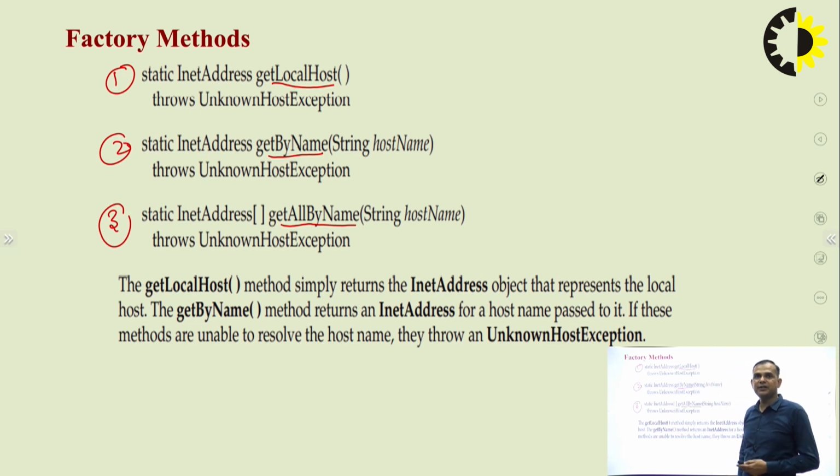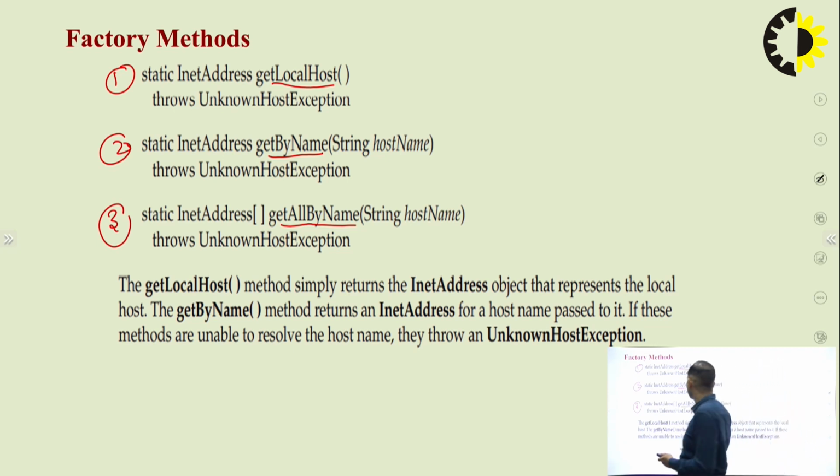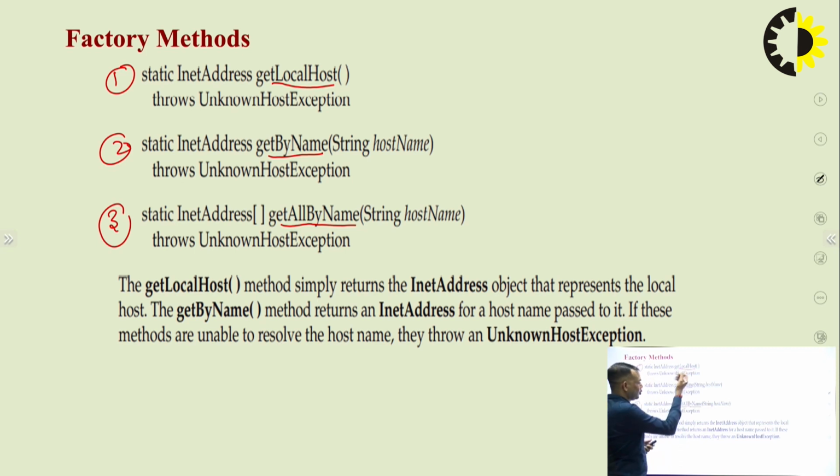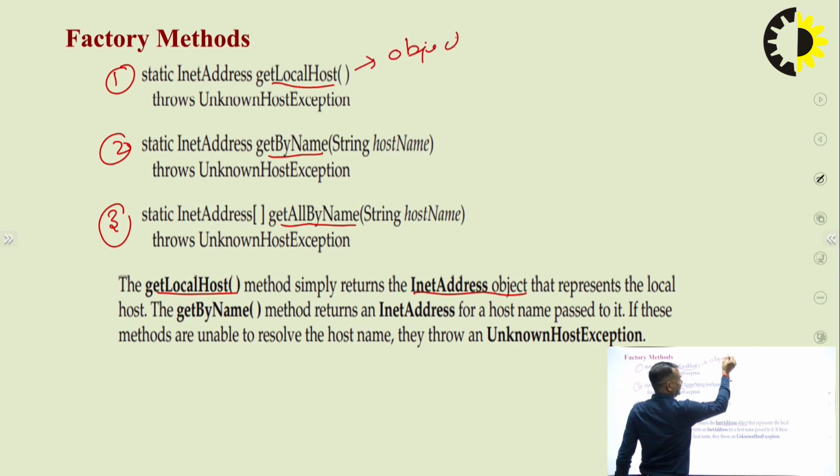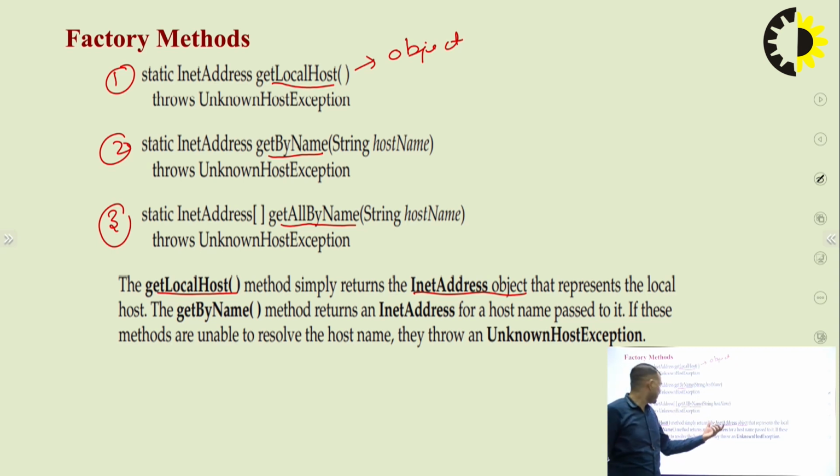If we want to create an object of the InetAddress class, we use any one of these factory methods. So what is the difference between them? getLocalHost simply returns an InetAddress object that represents the local host. So it represents the local host.